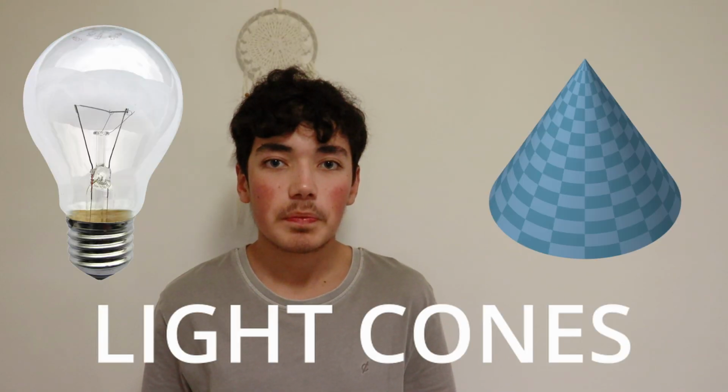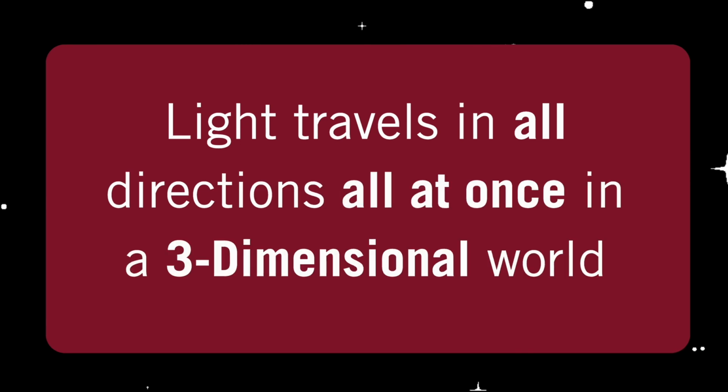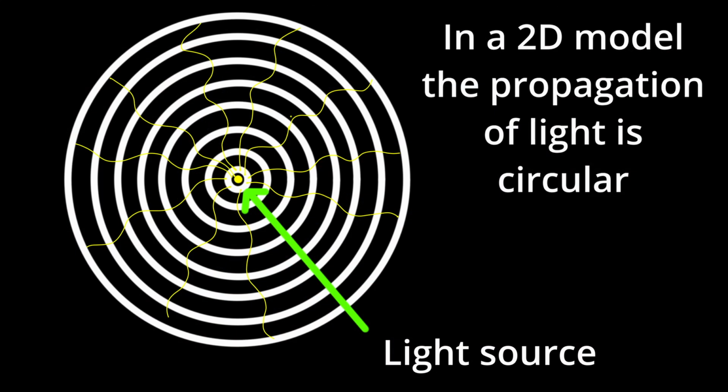A consequence of this 4-dimensional space is light cones. When light is produced, it travels in all directions all at once in a 3-dimensional world. So that means essentially a sphere of light is created around a light source. Imagine for a second that the universe was 2-dimensional and light's propagation was instead a circle. For every time t, the circle would get bigger and bigger.